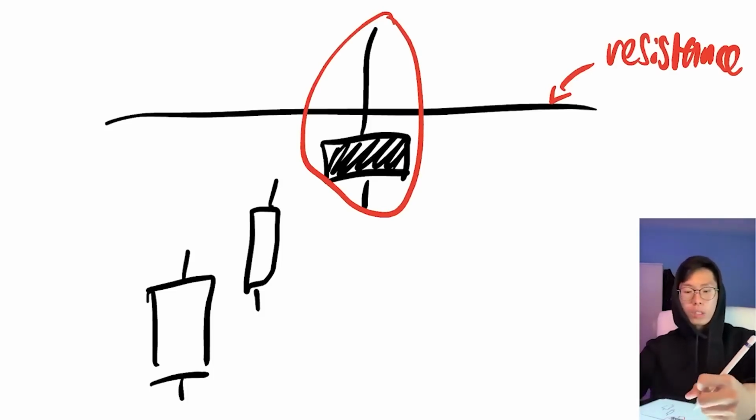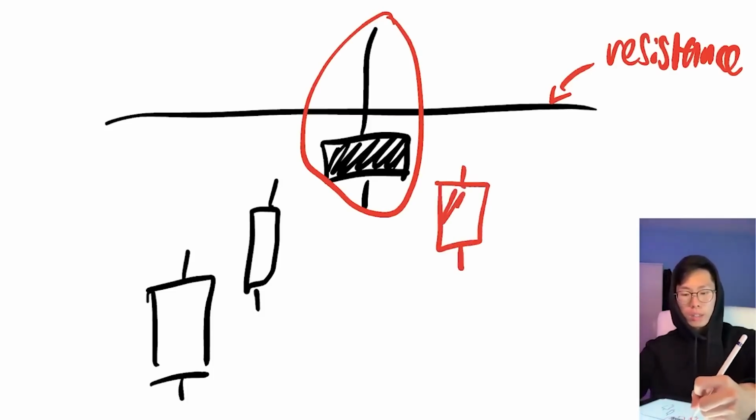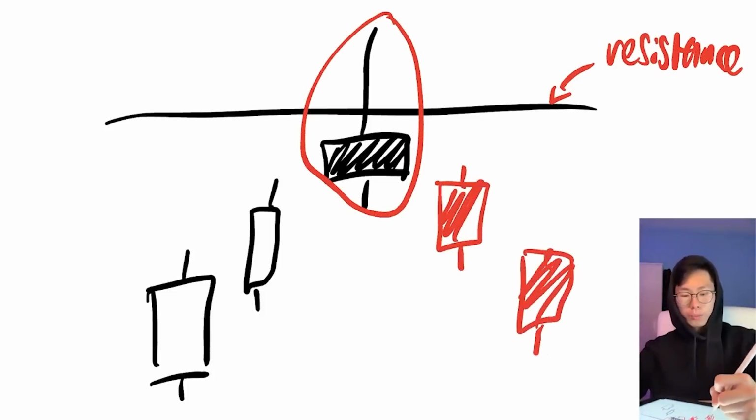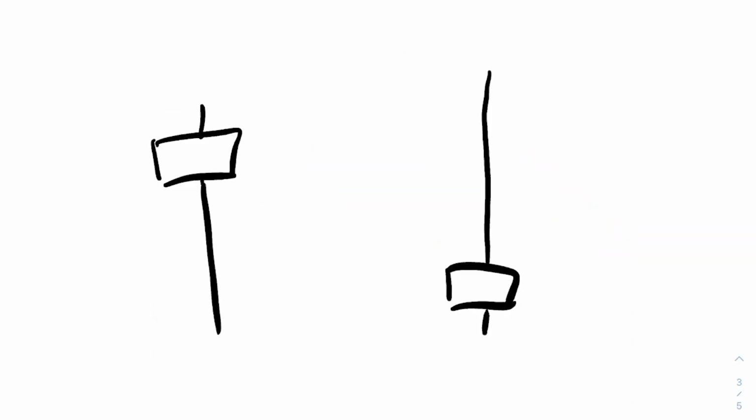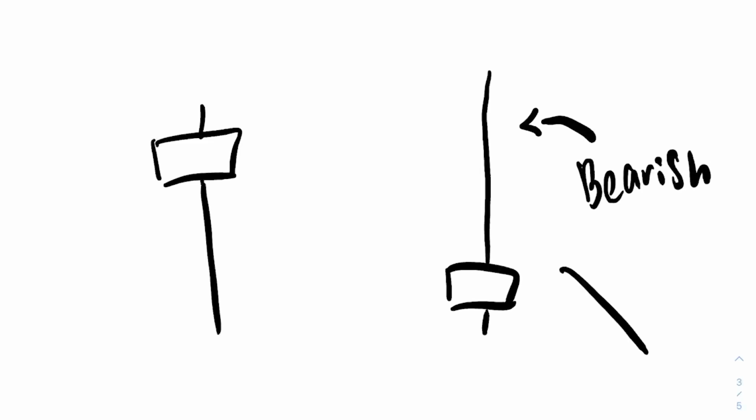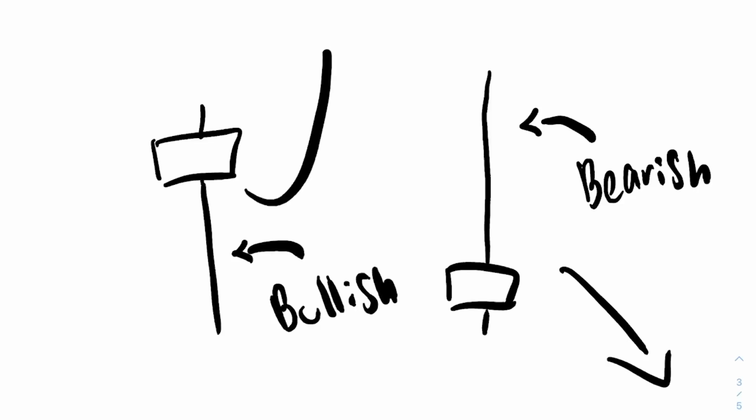After we enter for a sell, you should see some red candlesticks being formed right here, pushing the price all the way down. If you see a candlestick that has a long upper wick like this, it means it is bearish and price is about to go down. However, if you see a candlestick with a long lower wick like this, it means it is bullish and price is about to head up.